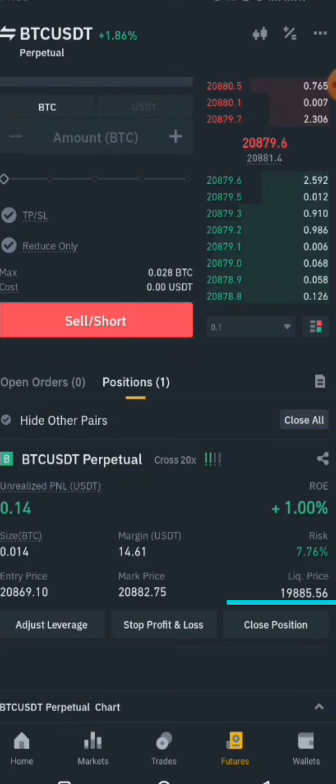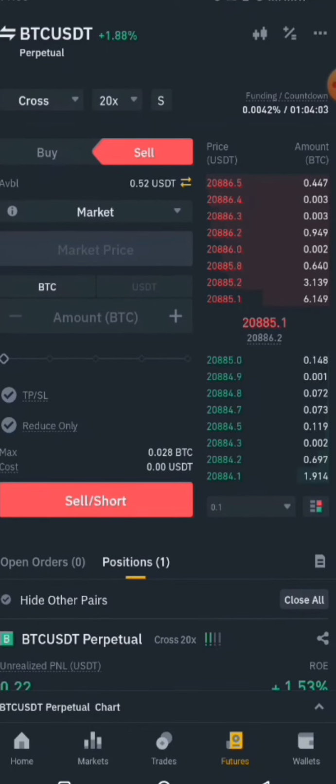And as you can see below, this is my liquidation price, which is $19,885, meaning once the price of Bitcoin goes down from $20,869, which is my entry price, and it goes down to $19,885, I'm going to be losing the whole money I have, and my margin is $14.61, meaning I'm going to be losing the whole $14.61 and also my $0.52 because I'm using the cross margin that makes use of everything on my wallet.